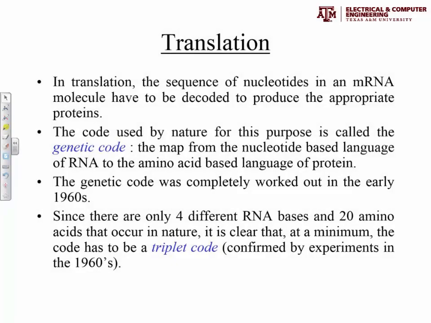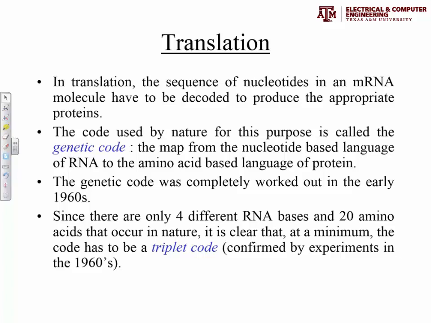All right, so last time we discussed transcription, right? Today we are going to move on to translation. Yeah, is there a question or no? So in translation, the sequence of nucleotides in a messenger RNA molecule has to be decoded to produce the appropriate proteins. And the code that is used by nature for this purpose is called the genetic code.